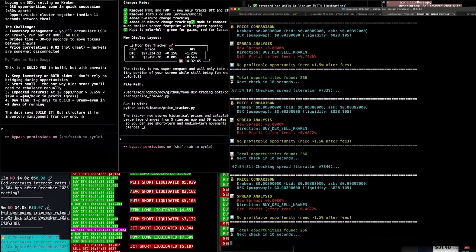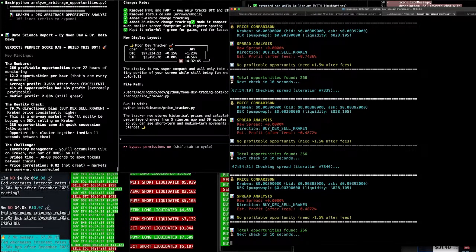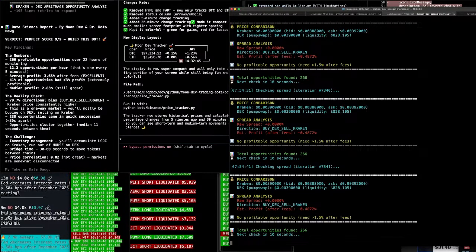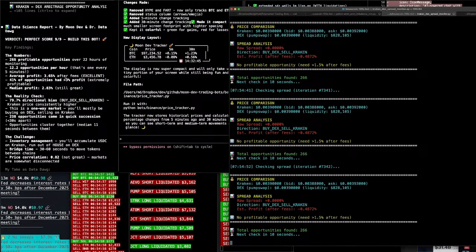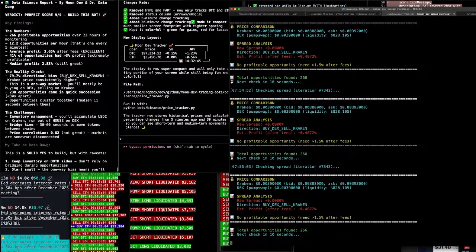Okay, let's see here. Data science report, Moondev and Dr. Data Dog. Verdict: perfect 9 out of 9. Build this bot. So the numbers: 266 profitable opportunities over 22 hours of monitoring, 12.2 opportunities per hour. That's one every 5 minutes. Average profit is 3.65% after fees. Excellent. 41% of opportunities had 3% profit. Extremely profitable. Median profit, 2.83%.